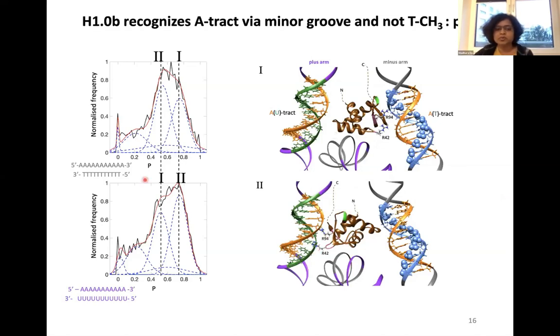Now, as you see here, both these plots can be overlaid onto each other, and the globular domain is unable to distinguish between deoxyuracil and deoxythymine. So basically, it cannot recognize a thymine methyl group.